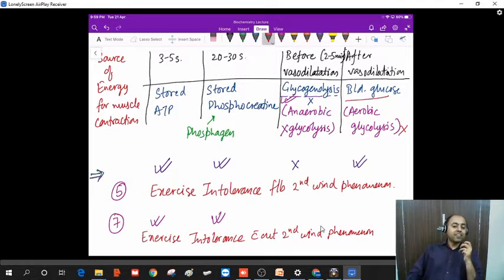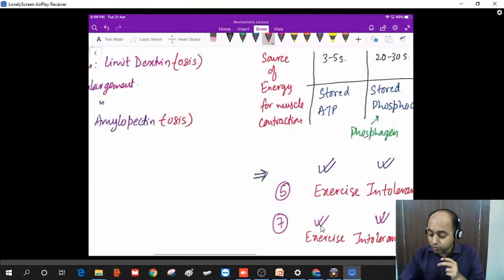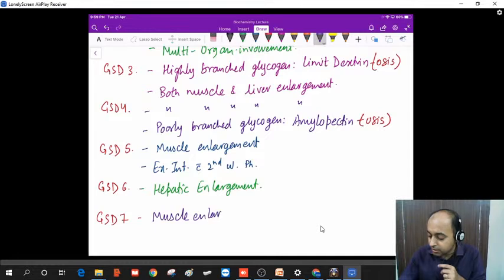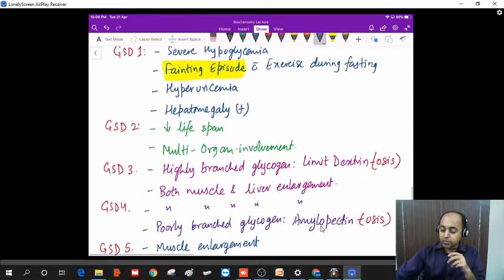So how do you distinguish between type 5 and type 7? Both of them will present with exercise intolerance, but in type 5 you'll find the second wind phenomenon. In type 7 there will be no second wind phenomenon, because here also the enzyme is defective only in the muscle. So if you look at enlargement, you find only the muscle enlargement, just like in type 5. So this is how you can distinguish between the different GSDs.